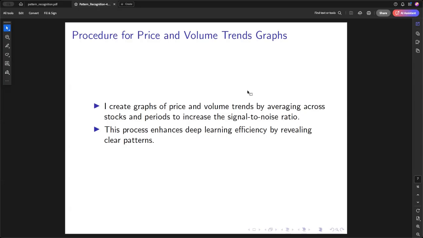A high signal to noise ratio is essential for deep learning because deep learning is sensitive to noise. So by averaging across stocks, I can identify a clear pattern, and this may help the vision model to learn the features better.